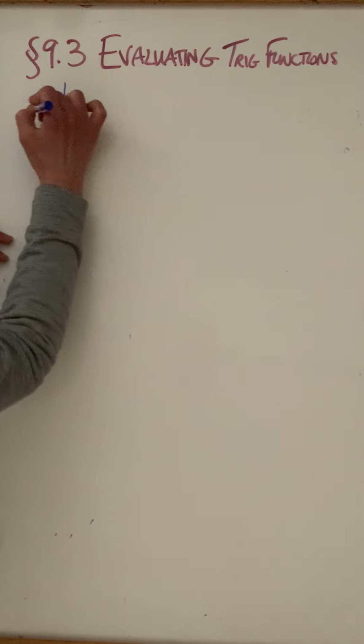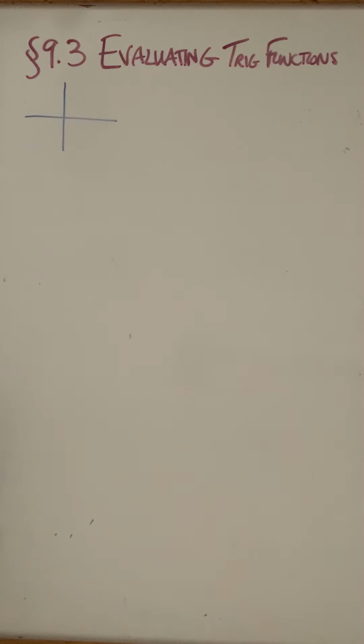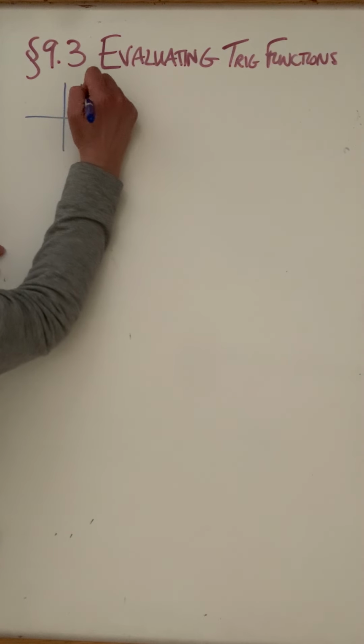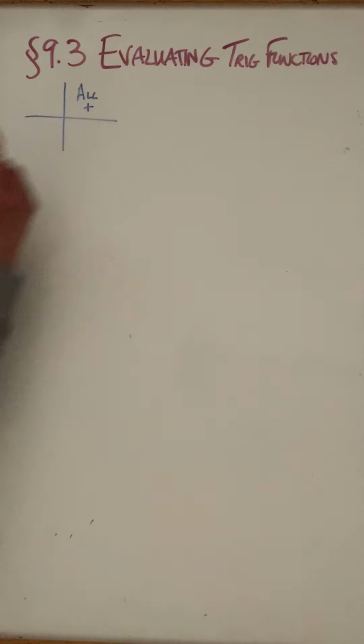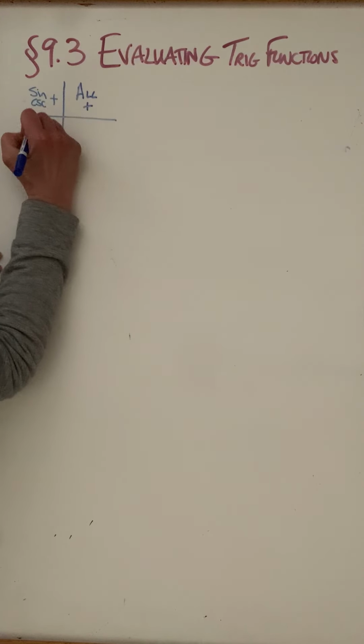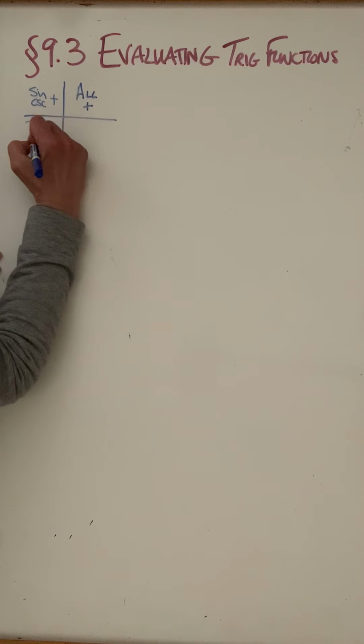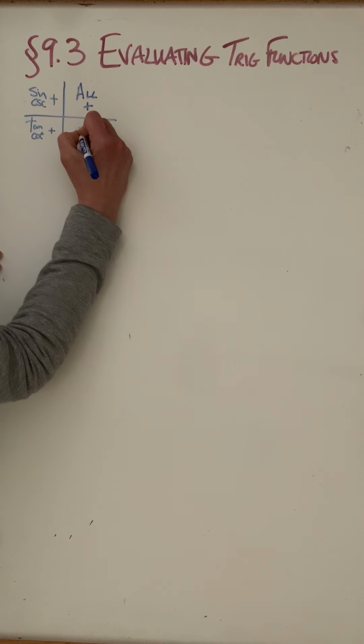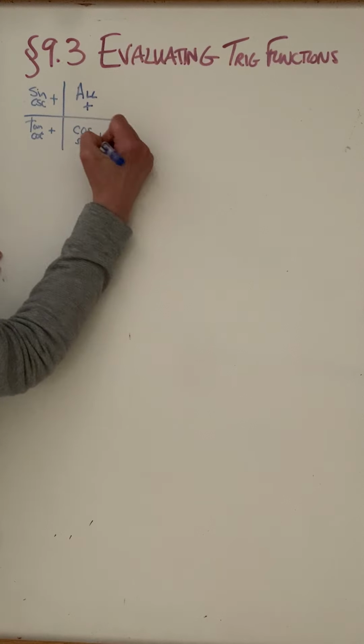So we need to remember 2 things. We need to remember where things are positive and negative, right? So in the first quadrant, we know every trig function is positive. Second is sine and cosecant. Third is tangent and cotangent. And fourth is cosine and secant.